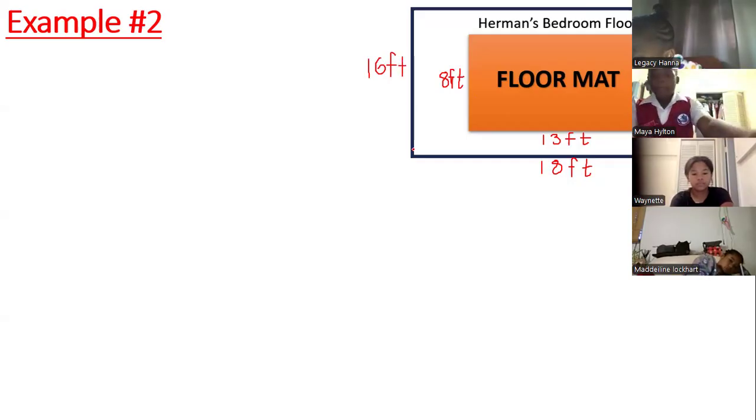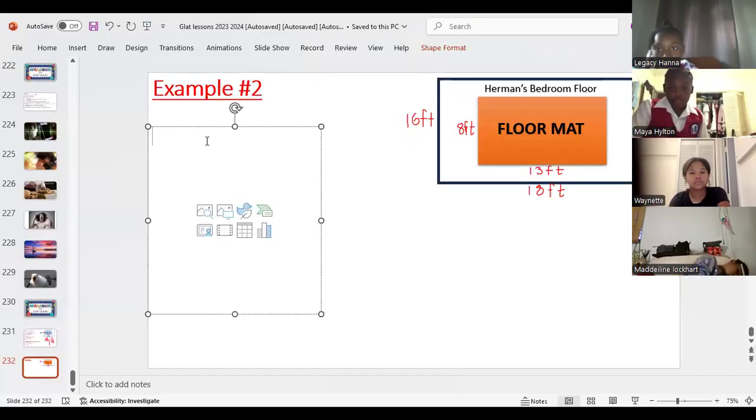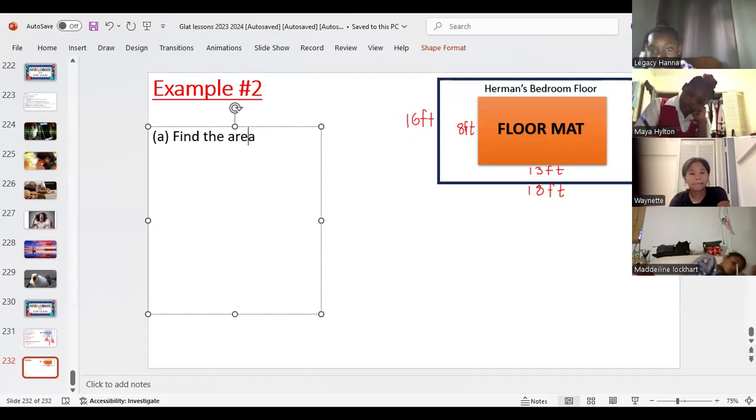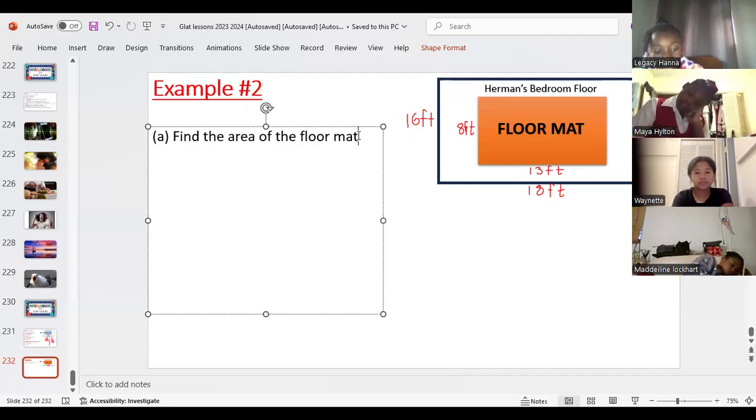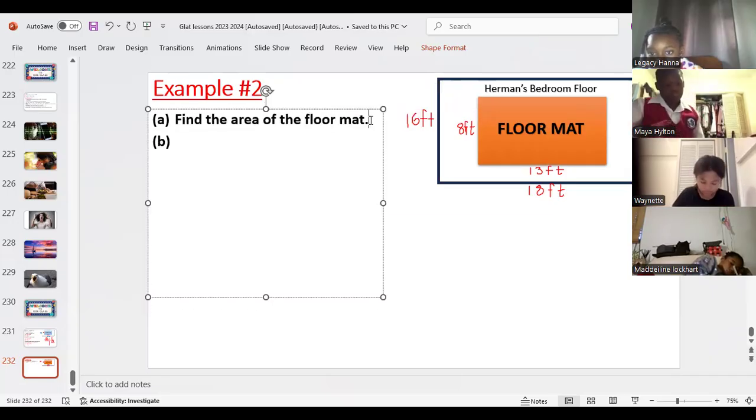All right, so moving right along, it says here, find the area of the floor mat. That's the first question. We know what the next question is, but let's do this first. What are we going to do for the area of the floor mat?